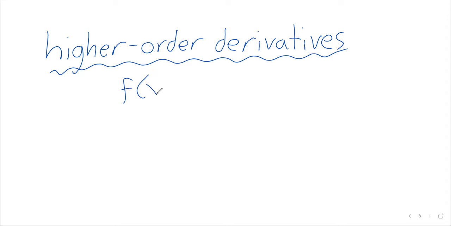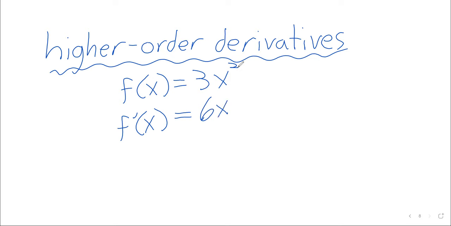It's just, suppose you have a function, f of x equals 3x squared. You can take the derivative of this, f prime of x equals 6x. And all we're now going to do is make the observation that f prime of x is a function, and we can take its derivative. Just like we took the derivative of 3x squared, we can take the derivative of 6x.